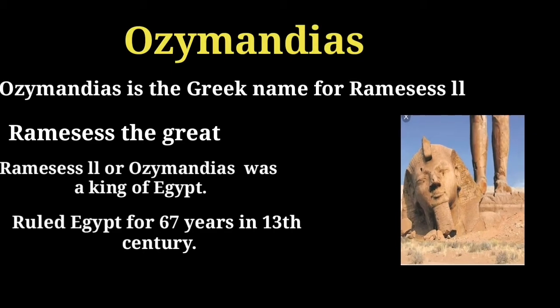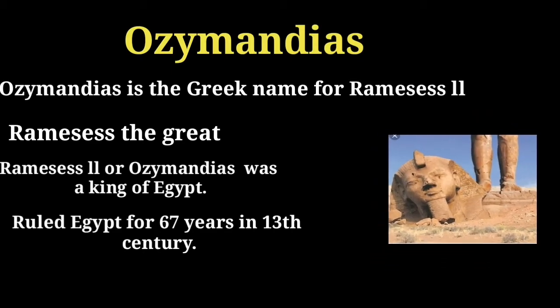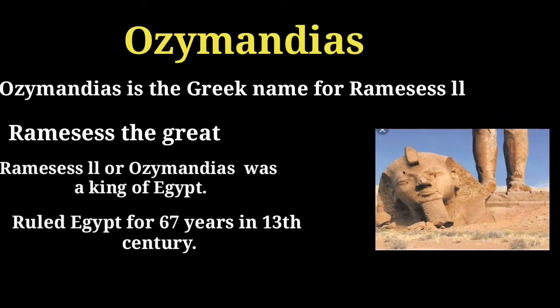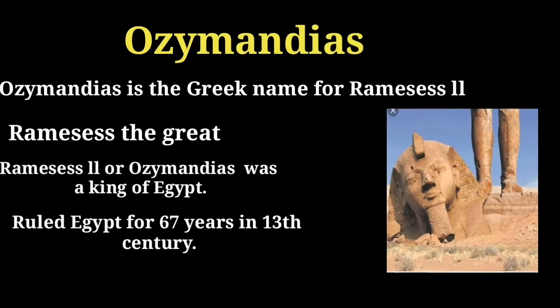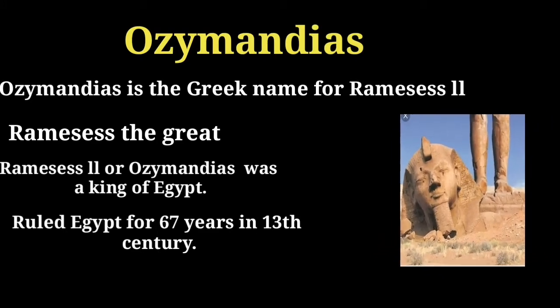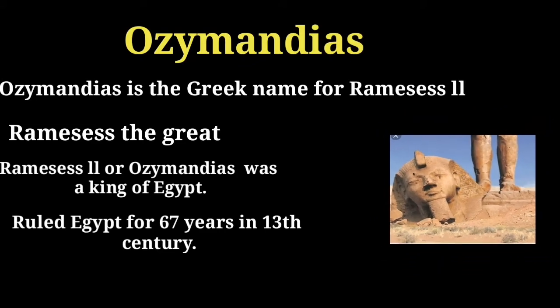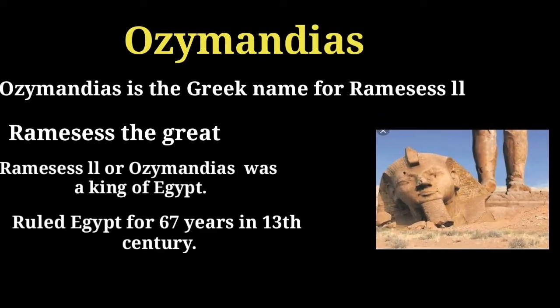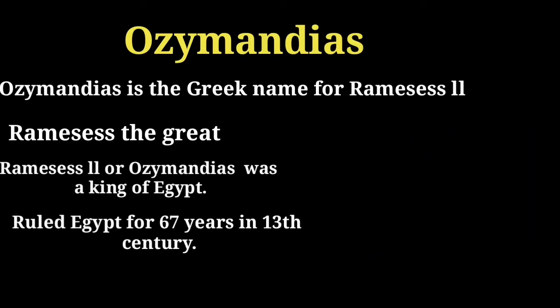Actually, Ozymandias or Ramesses II was a king of Egypt, but he loved himself more than his subjects. Along with his cruelty, he was famous for architecture, military leadership, and administrative qualities. As we came to know, Ozymandias is the name of the Egyptian king. Now let's discuss the sonnet.